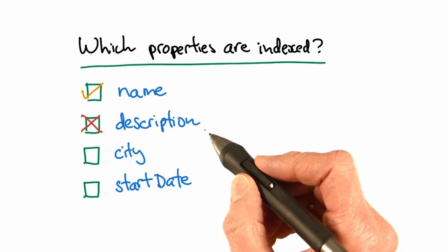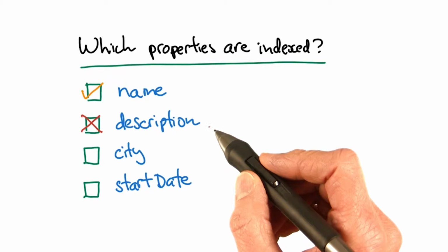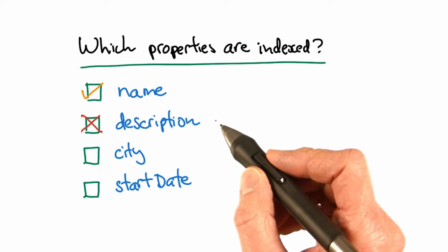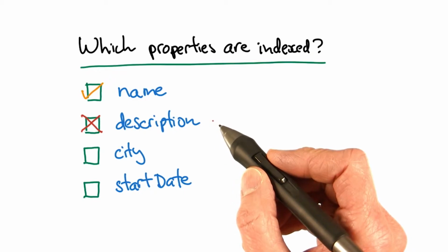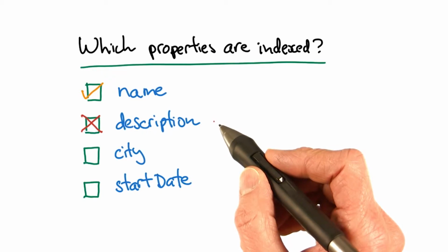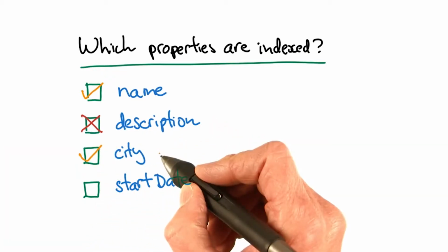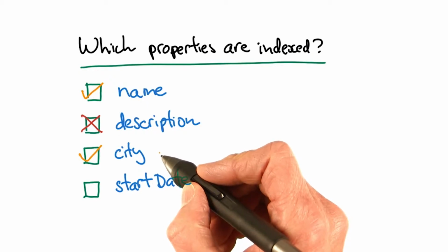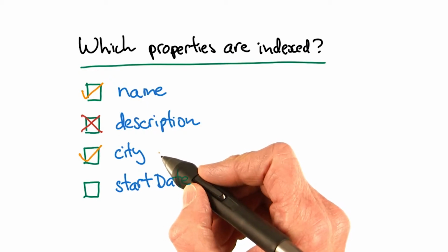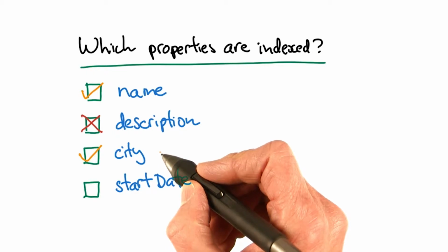We're not going to query for conferences by description, and it's actually fairly typical that if a property is going to have possibly a long text string as its value, that you're not going to index it. And city is indexed. We're going to want to query the conferences by city. For example, which conferences are taking place in Tokyo, which ones in San Francisco.